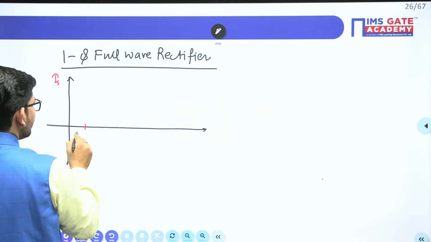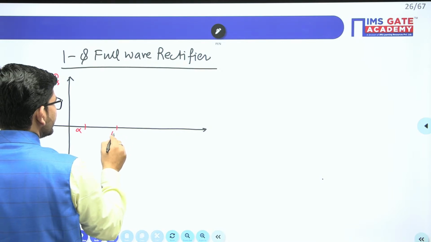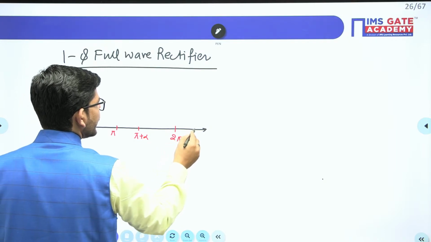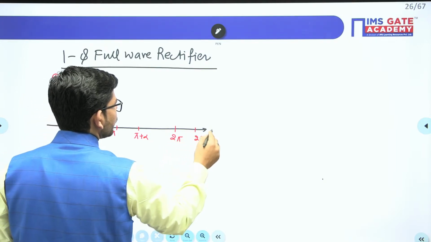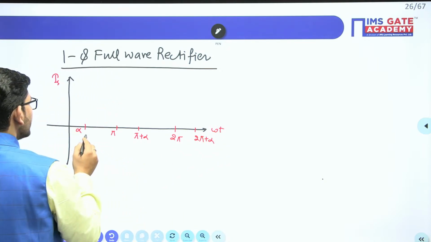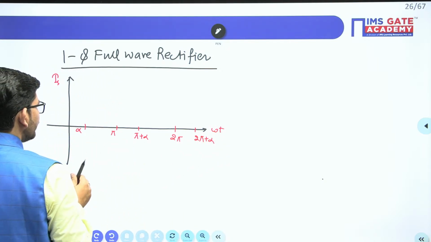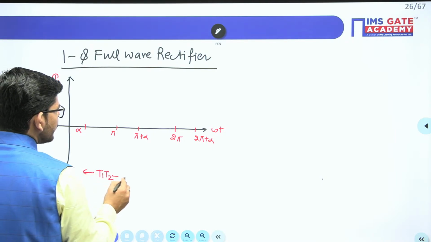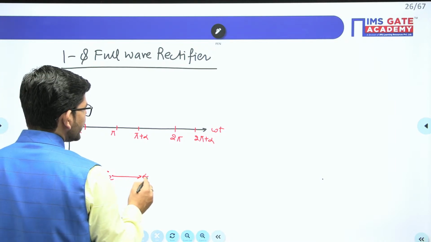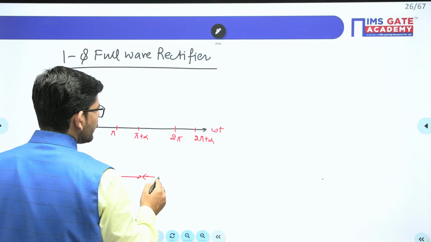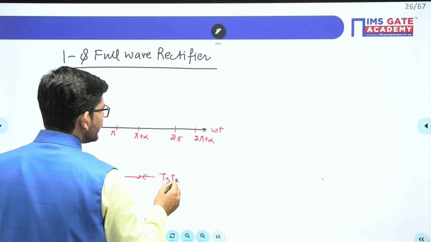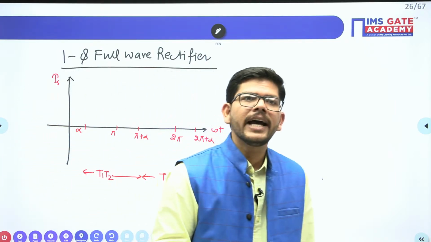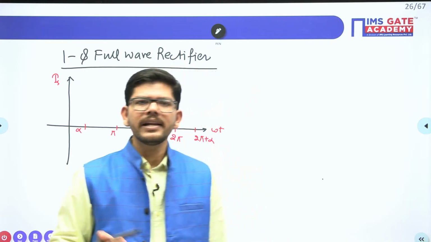If this is alpha and if this is pi, now this is pi plus alpha, now this is 2 pi and again this is 2 pi plus alpha. So how is the source current? From alpha to pi plus alpha we have T1, T2 conducting, and from pi plus alpha to 2 pi plus alpha we have T3, T4 conducting. This is just because we have RL load here. This is the same for RL and RLE load.